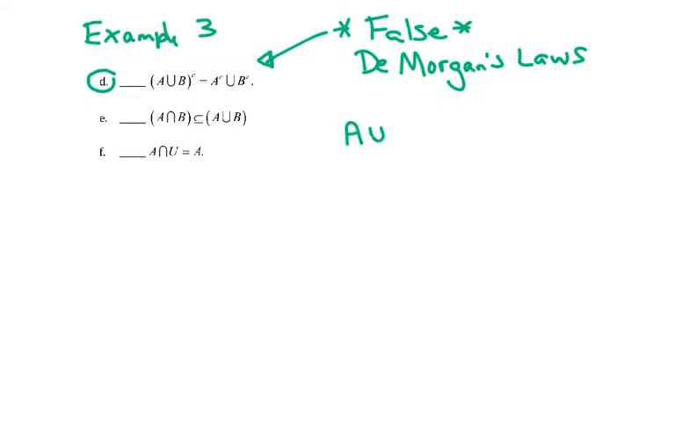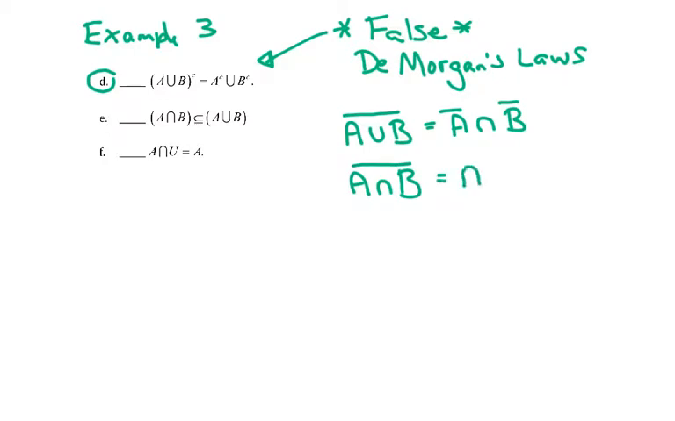In our book, they're written like this. That the complement of the union is the intersection of the complements, which is very strange, but I'll talk a little bit more about this in a minute. And the complement of the intersection is the union of the complements. Now, compare this to De Morgan's laws for logic.